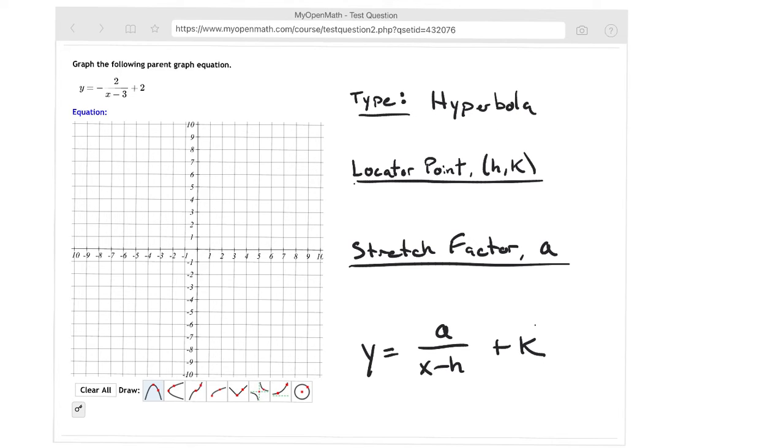So let's find our locator point. We have our graphing form down here, a over x minus h, and then plus k. So that means that our locator point, in this case it's called the center, is at the point 3, 2.